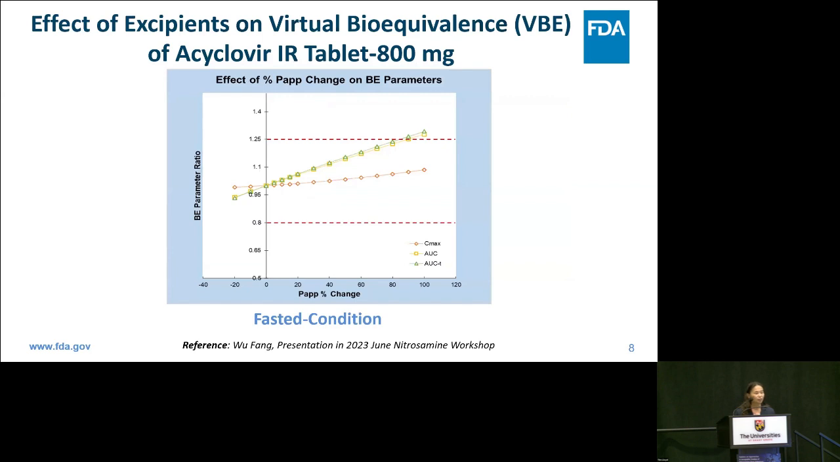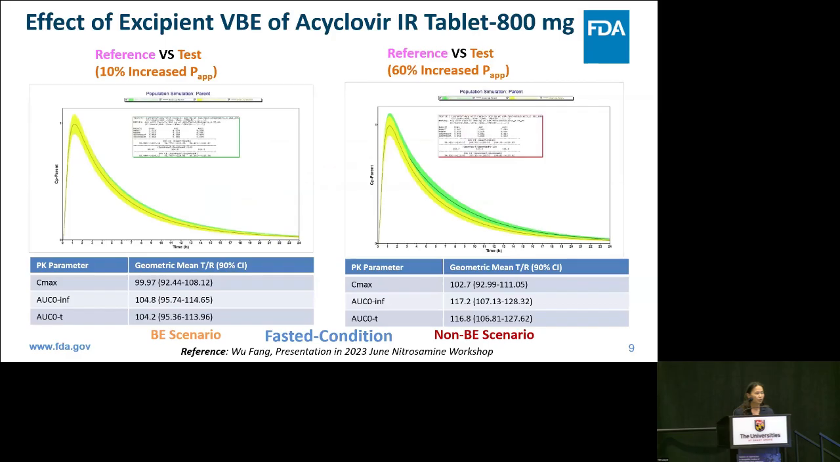Similar to what you saw in Siva's previous presentation, we conducted a sensitivity analysis on the impact of apparent permeability change on the PK/BE parameter ratio, the Cmax ratio or AUC ratio. You can see that with the increase of the apparent permeability change, the PK parameter ratio is increased, and we can try to find the acceptable level between 0.8 and 1.25. We also conducted the virtual BE simulation. Based on the virtual BE simulation, we found that up to a 50% increase of apparent permeability still resulted in bioequivalence. However, when we increased the apparent permeability by 60%, failed BE was observed by the PBPK prediction.